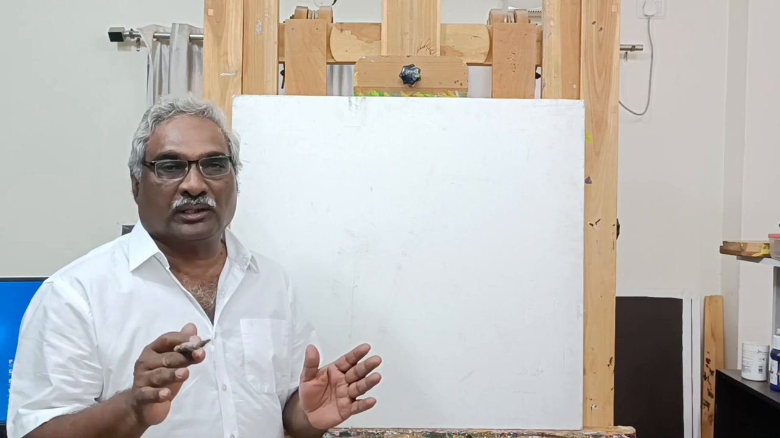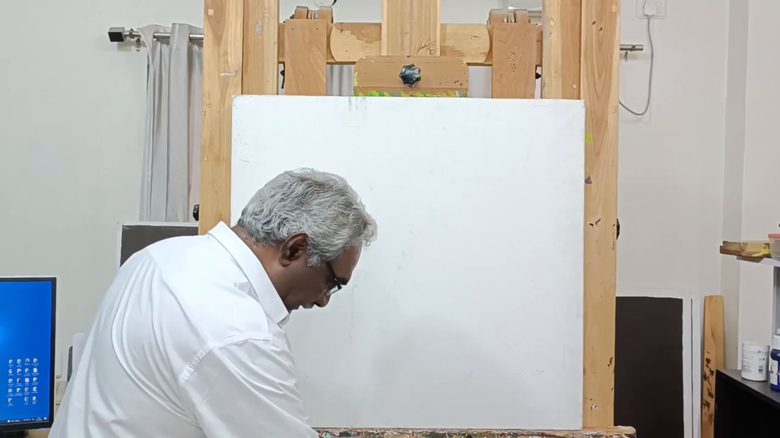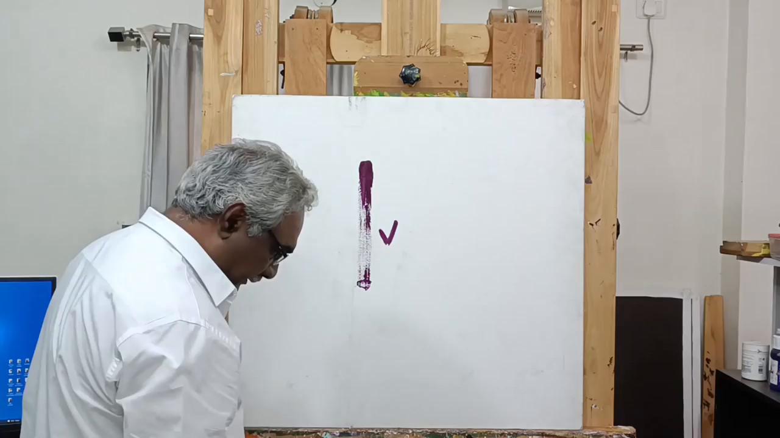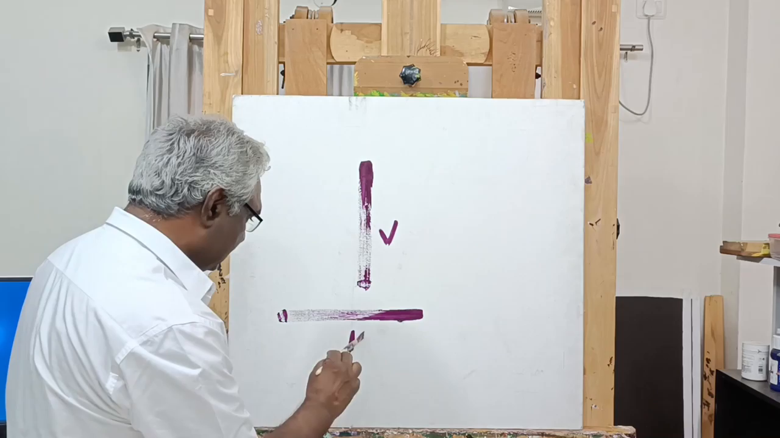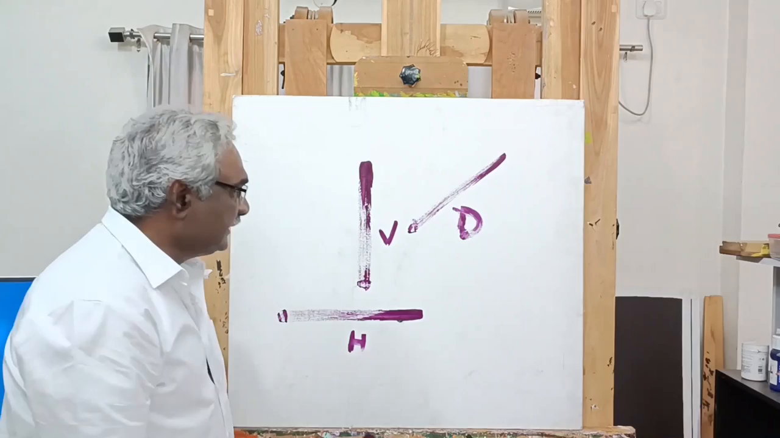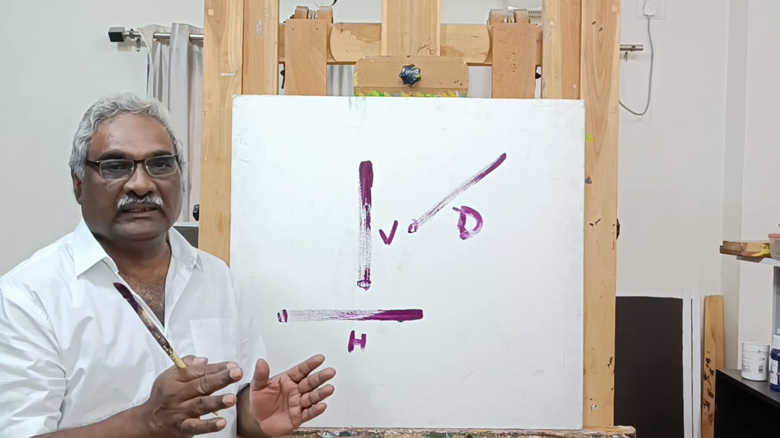It is one, vertical. Second, horizontal. Third, diagonal. These three shapes, every artist uses to build his painting.